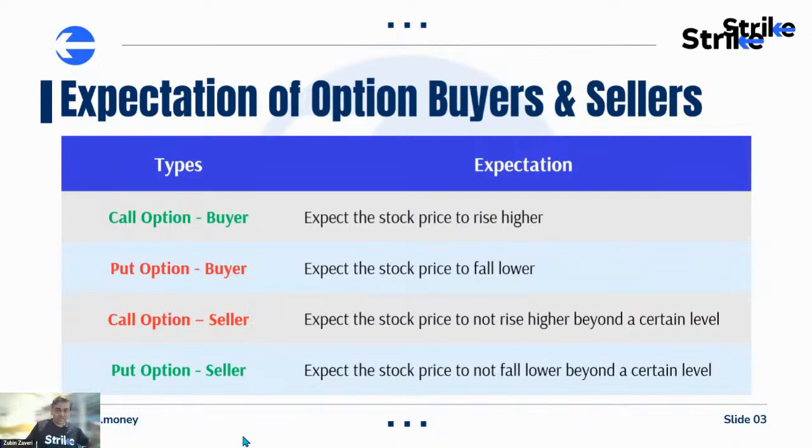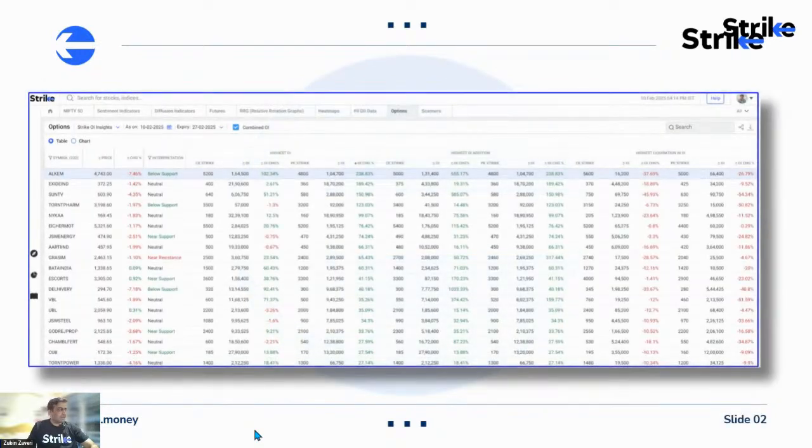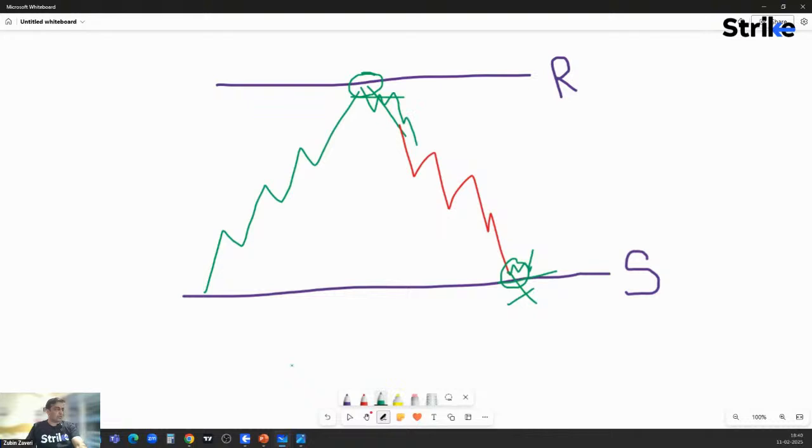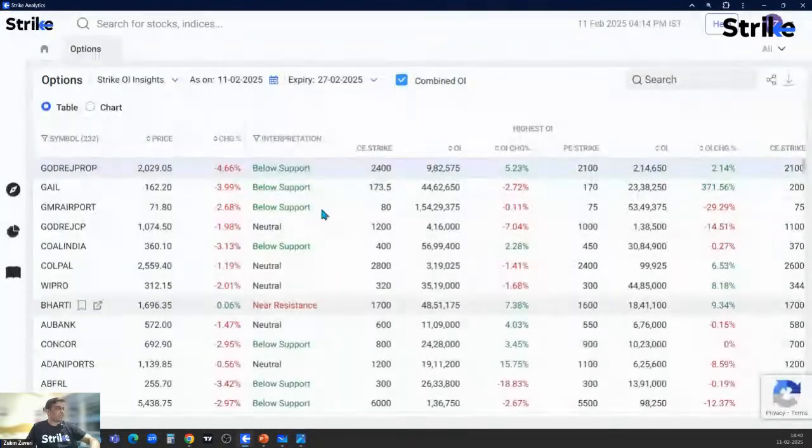Yes. Okay, now let me move further, and let me introduce to you this particular screen, that is strike OI insights. All right, so coming back to the original screen over here, we have options and strike OI insights.